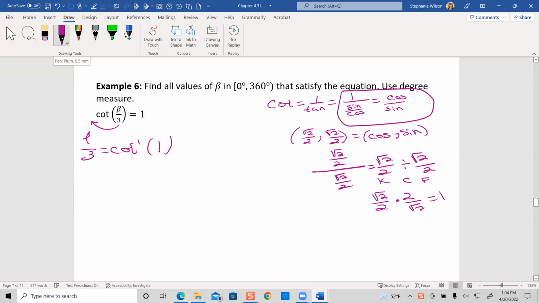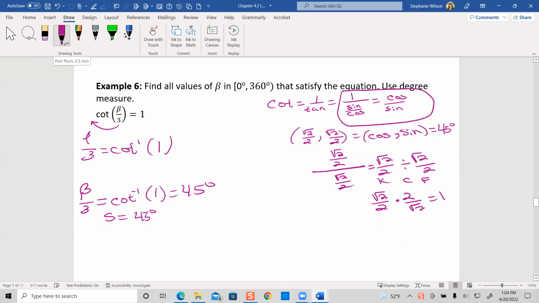So we're going to pick this ordered pair, which gives me an angle of 45 degrees. Okay, so knowing that, I'm going to come back over here and I'm going to say beta thirds is equal to cotangent inverse of 1, which is equal to 45 degrees. All right, so now I know what s is. s is 45 degrees because it's that cotangent inverse of 1.